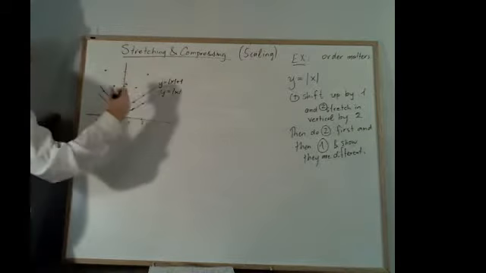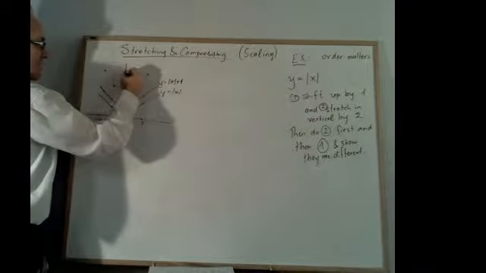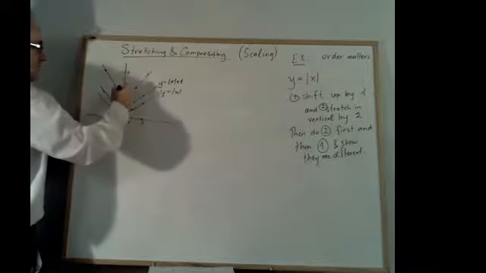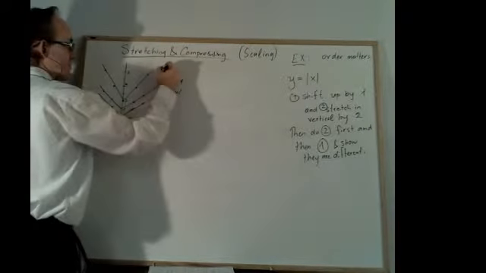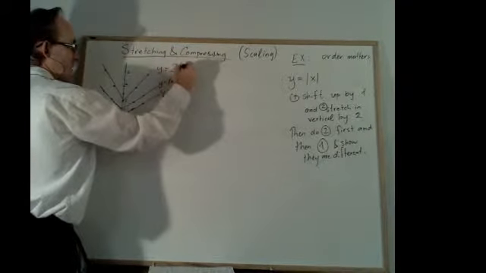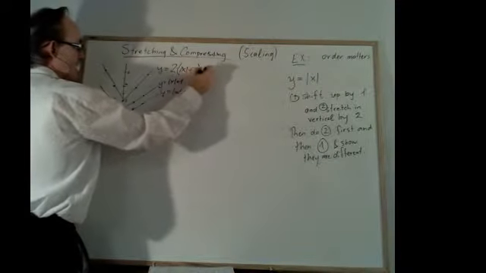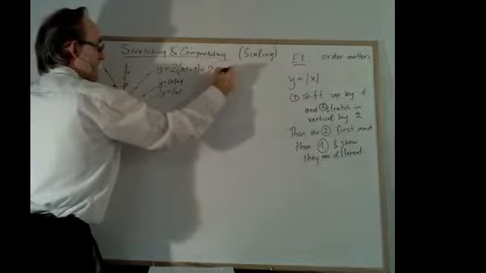So I want to take the whole previous function and multiply it by a factor of 2. Because I have to put the whole expression in brackets and multiply by 2. So it's actually 2 times the absolute value of x plus 2.